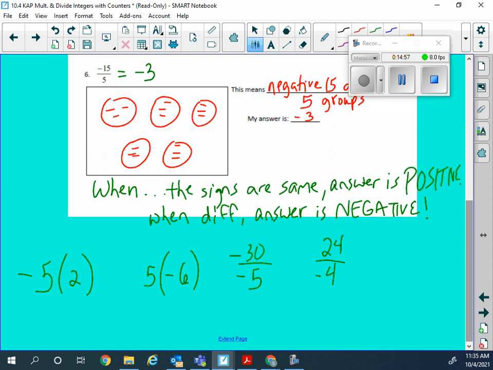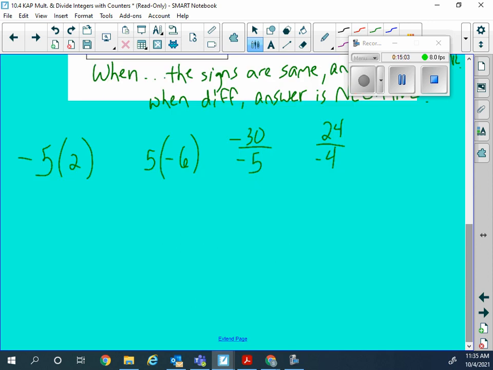Okay, so first, we just multiply or divide. What's 5 times 2? 10. And then are the signs the same or different? Different, so negative. Next one, what's 5 times 6? 30. Signs same or different? Different. 30 divided by 5? 6. Sign same or different? Same, so it's positive.